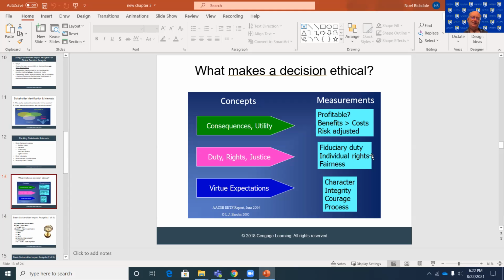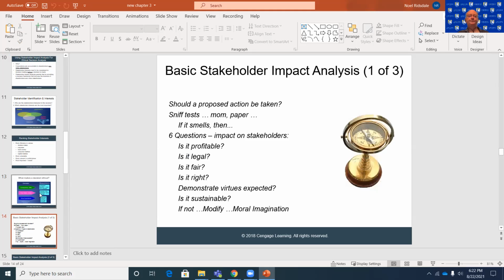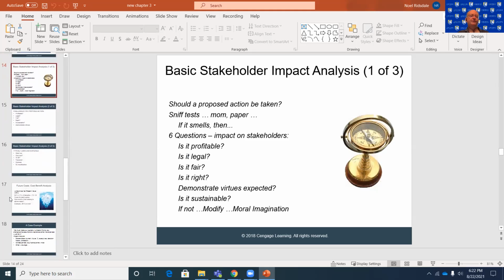Ethics is a great thing because we can certainly debate it and neither one of us be right or wrong. Then we have character, virtue expectations, character of the leader, the integrity, the courage, and the process. Not all ethical decisions are easy, which means you have to have sometimes the courage to make them, even though they may be the tough decision in the case.